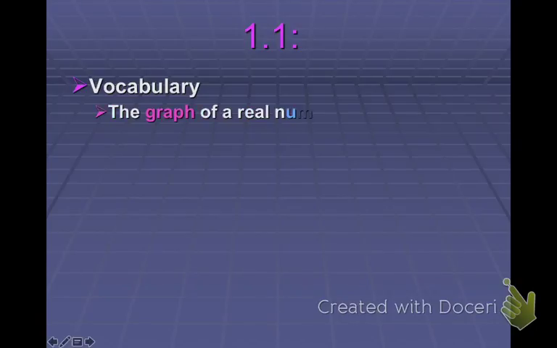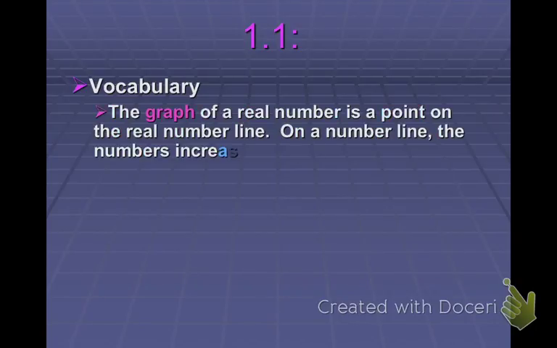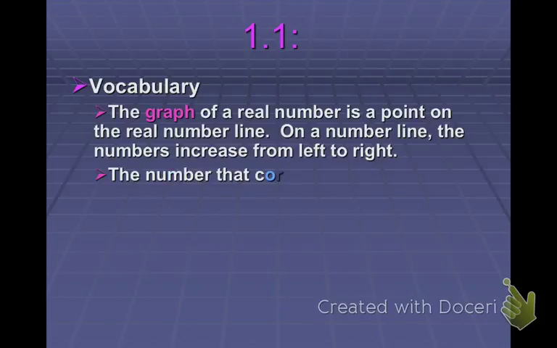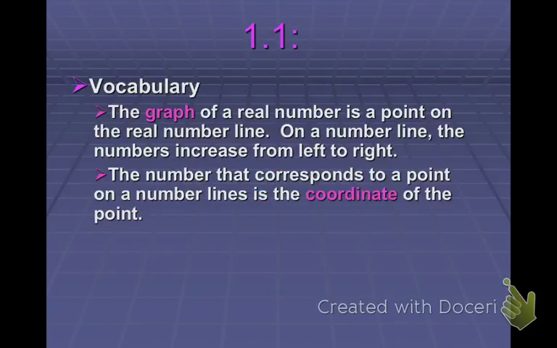So, a little vocab. The graph of a real number is a point on the real number line that increases from left to right. You know what a number line looks like. You can start it at any point. Usually we just count by ones and go from there. You may zoom in and go by tenths, halves, whatever. The number that corresponds to a point on the number line is called the coordinate. So whenever we say a point, the technical term is just a coordinate on our number line.